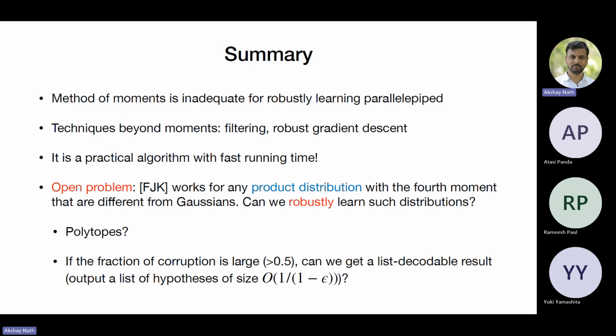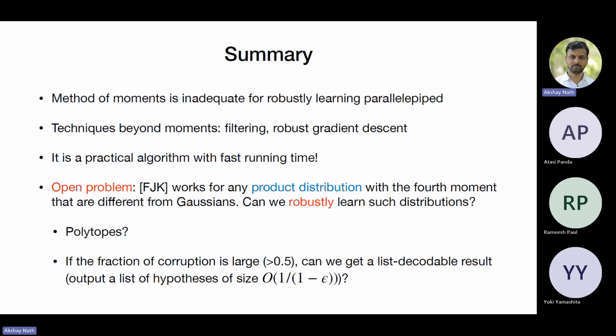And in summary, I talked about how the method of moments is inadequate for our problem, robustly learning parallelepipeds. The theorem told us that the TVD is bounded by the sum of the L2 norm of rows plus the L1 norm of the means. So we use some techniques beyond moments.